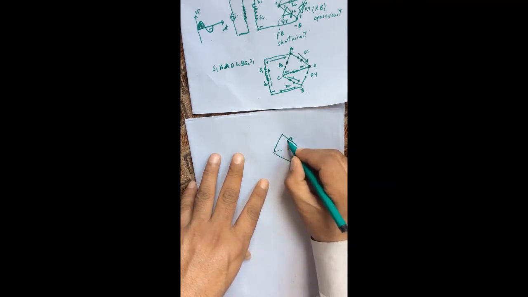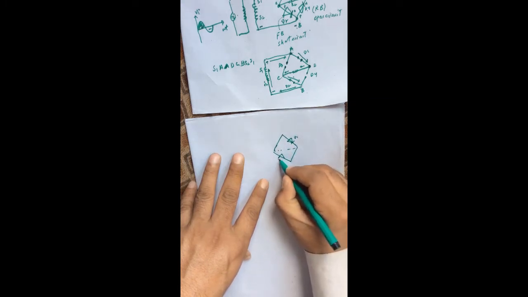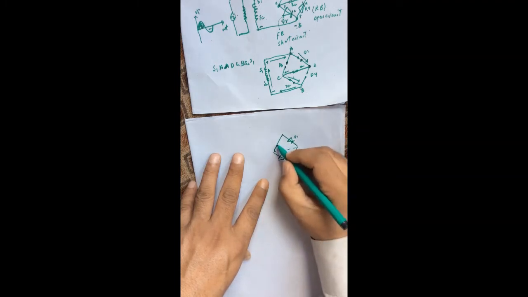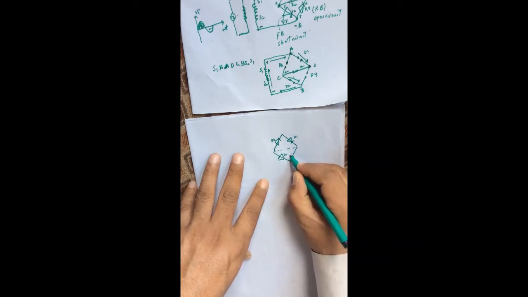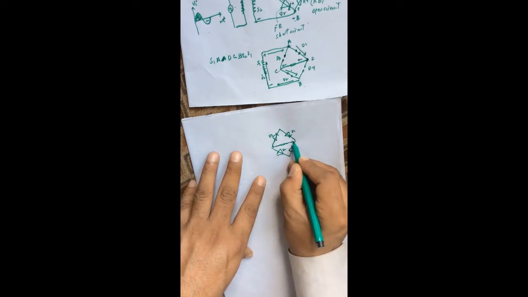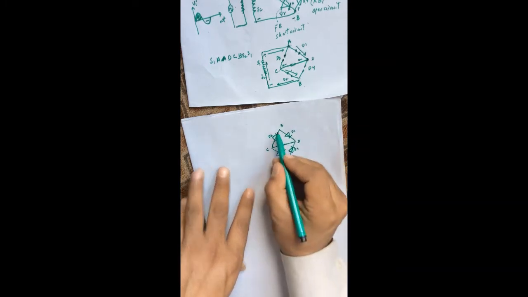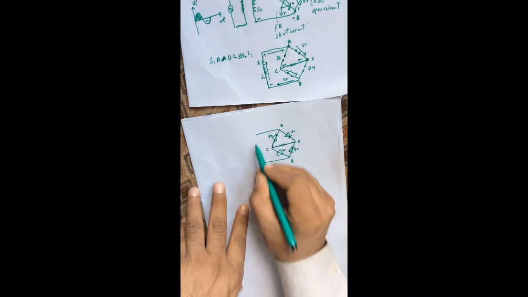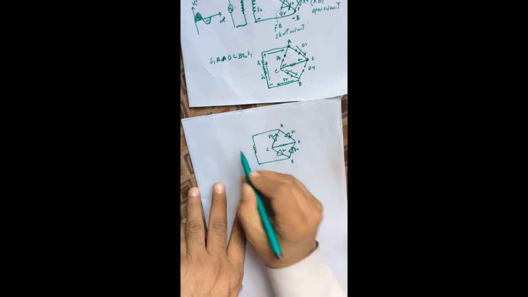So here we have diode D1 and here we have diode D2. Here we have diode D3 and here we have diode D4. And here we have the load resistance. This is point A, this is point B, this is point C, and this is point D. This is connected to the transformer. So the diodes are connected to the secondary winding of the transformer.